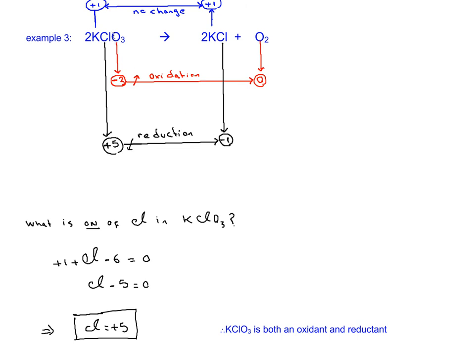If we look at the oxygen of KClO3, it goes from -2 to free oxygen, which is 0. That is an increase, therefore it's oxidation. So KClO3 is both oxidant and reductant, oxidizing agent and reducing agent, or we could say KClO3 has gone through disproportionation redox.